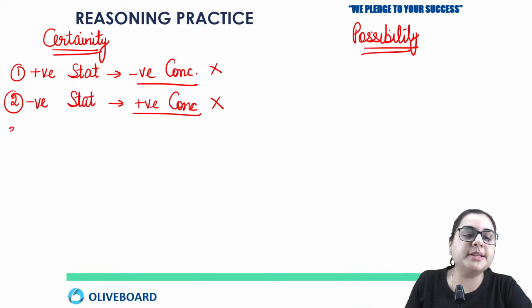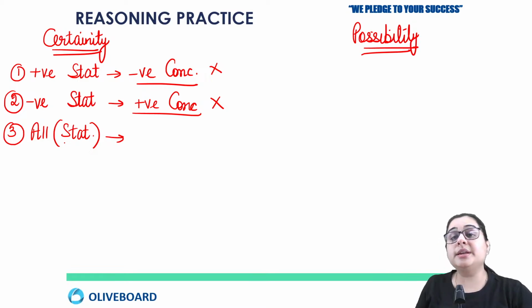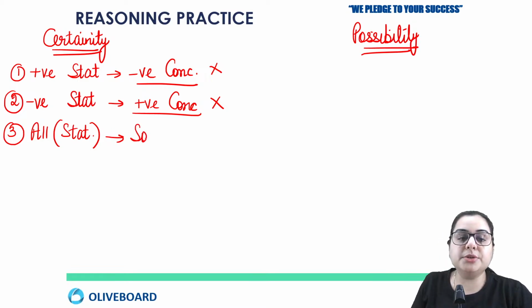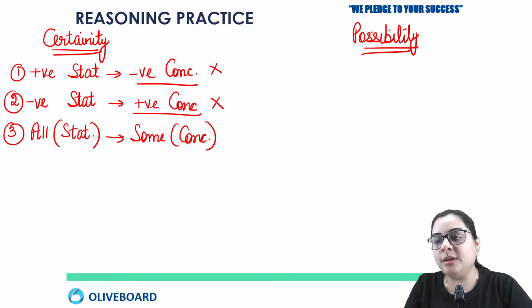Next, now if in your statement you have all. Like if I say all A is B and in the conclusion you have some. If you have the statement all A is B and in the conclusion he says some A is B, whether that is true or false. So from all, just tell me, is some correct or incorrect?